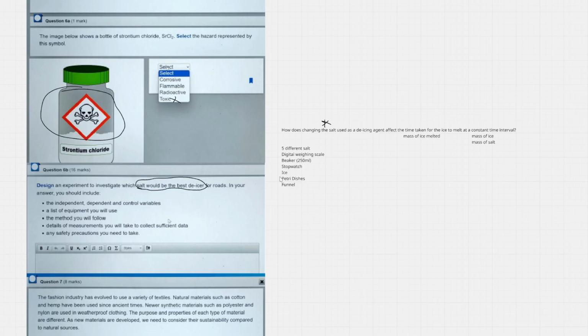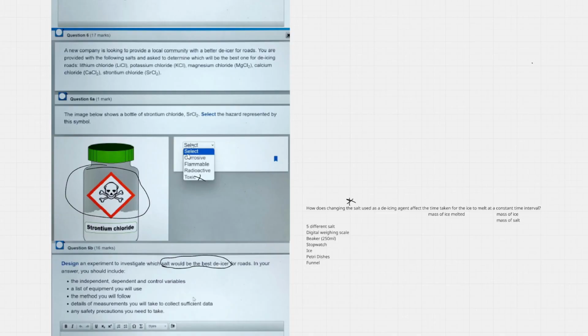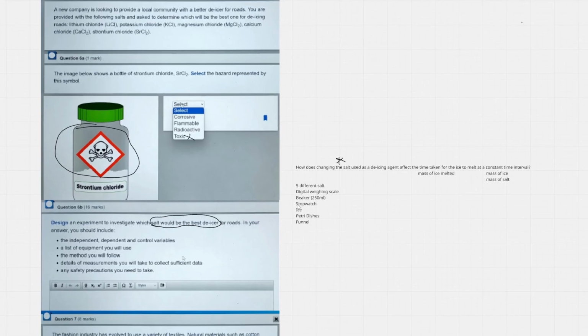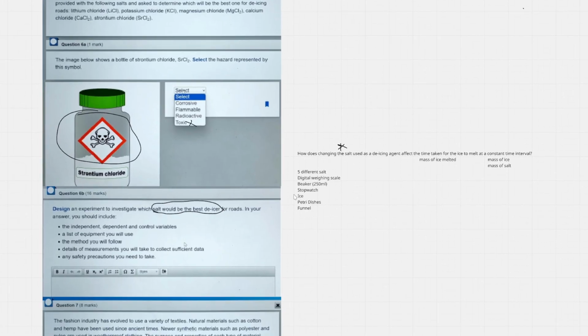Okay, question 6. Select the hazard represented by the symbol toxic. You would have to remember a table for all of the different symbols. That's 6B. It's a criterion B question. I've already written a couple of the information down.